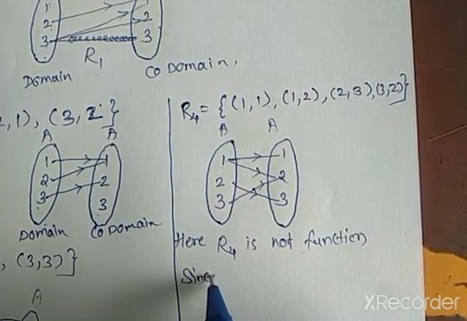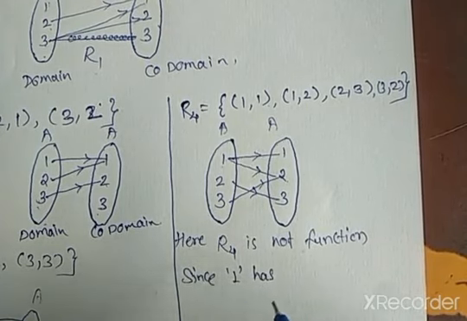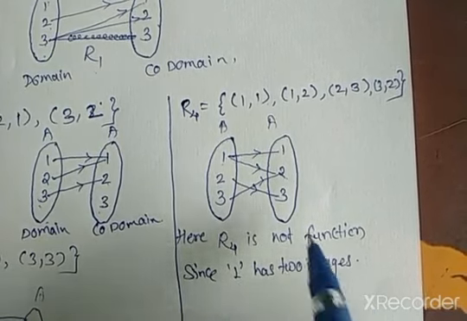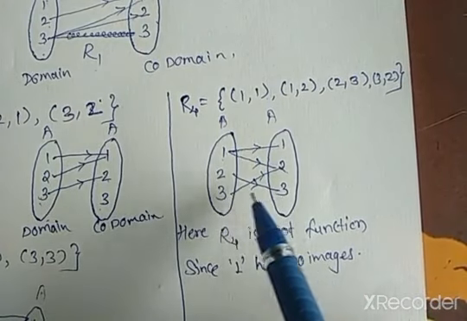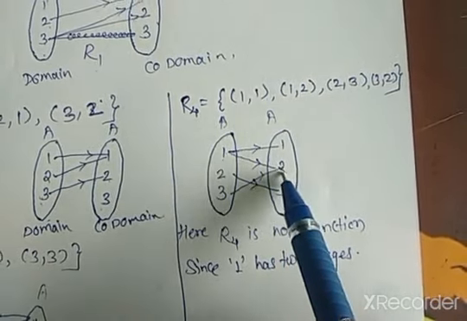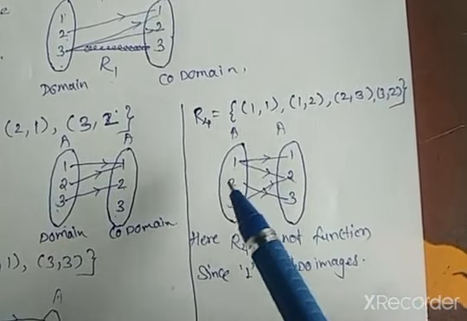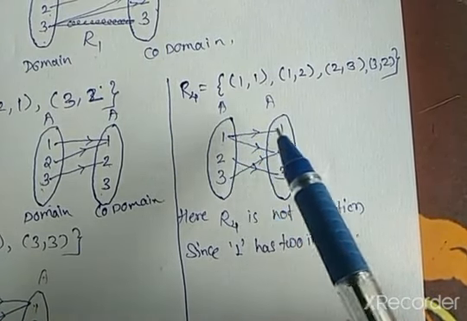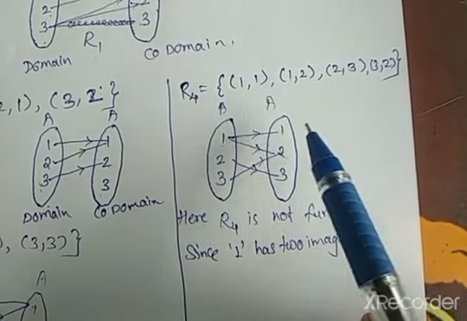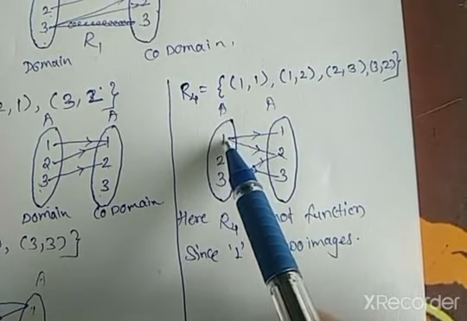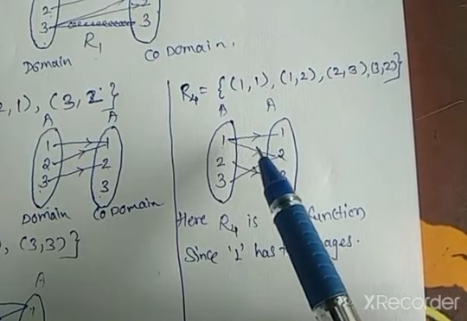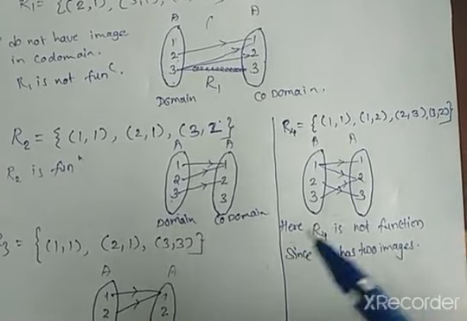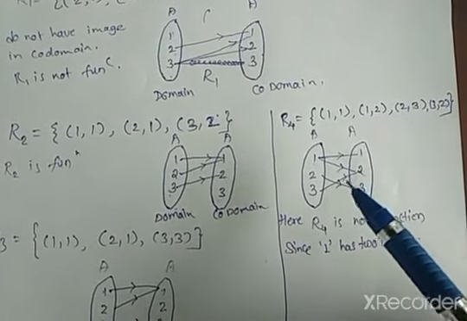Here, one element from the domain set has two images, so it is not a function. 2 has a single image, 3 has a single image, but 1 has two images. As given in the definition, every element in set A, which is the domain set, should have only one image in its codomain set. So 1 has two images, so it will not be a function. From this example you can understand when the given relation is a function or not.